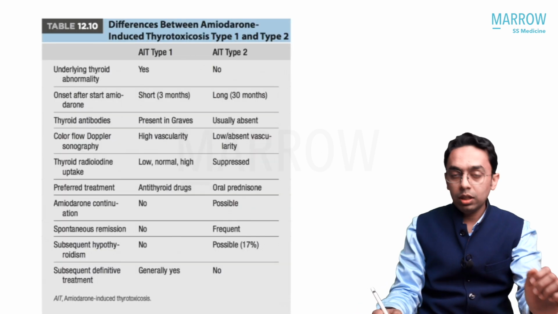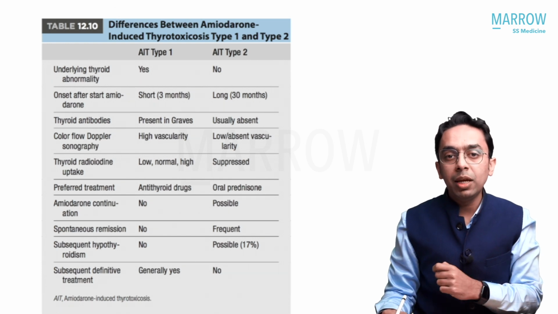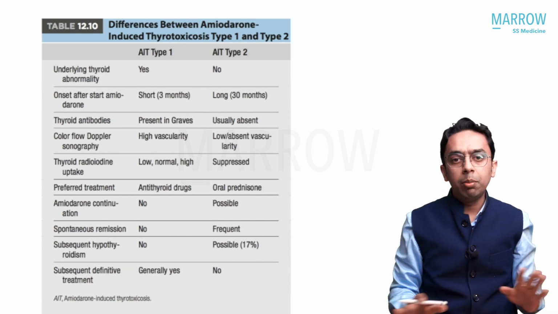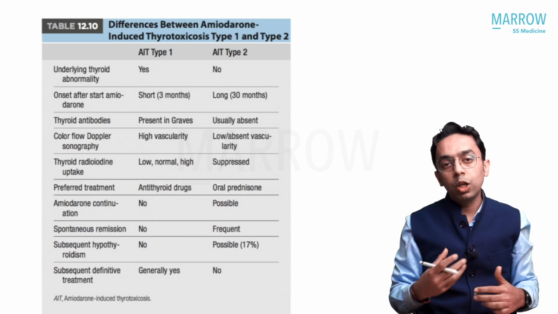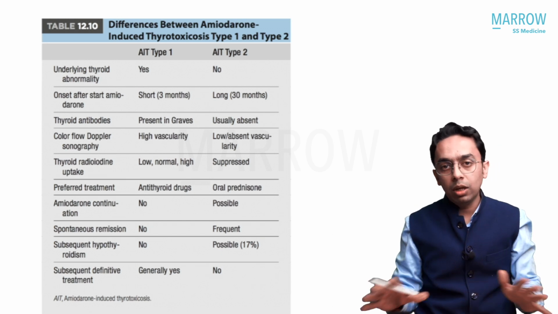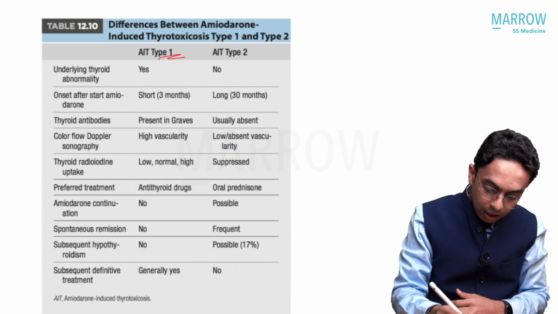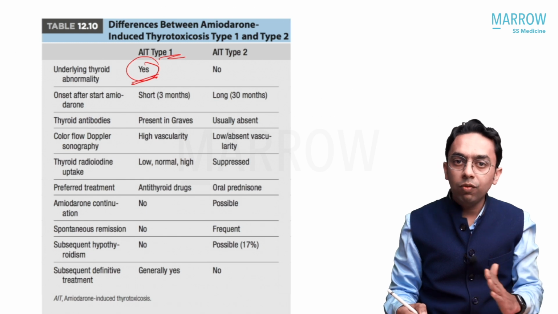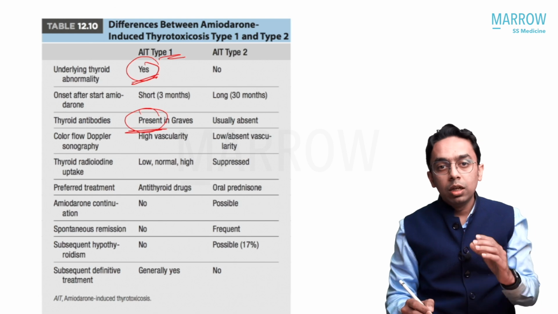Okay, so for this, obviously you cannot remember everything, you have to understand, then only you will be able to solve this question. So just remember one line, you will be able to solve all these questions. AIT1 is something where the thyroid is abnormal from the beginning; in 1, previously the thyroid was abnormal, in 2 it was absolutely normal, now something is happening. So in 1, an underlying thyroid abnormality is there, and they have autoantibody positive.